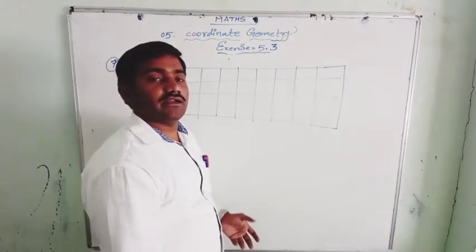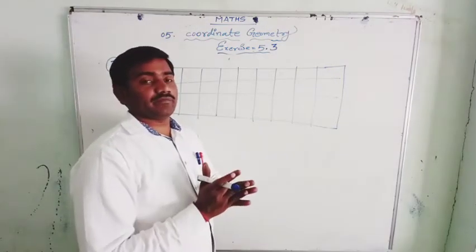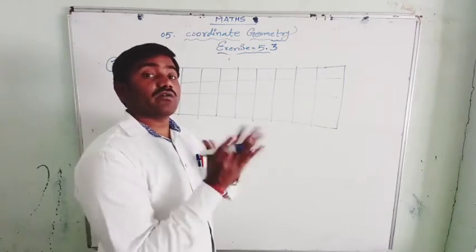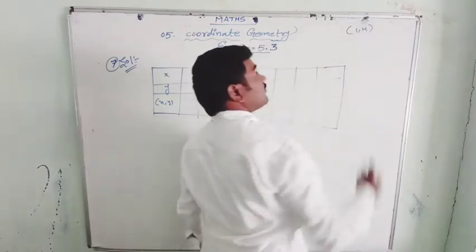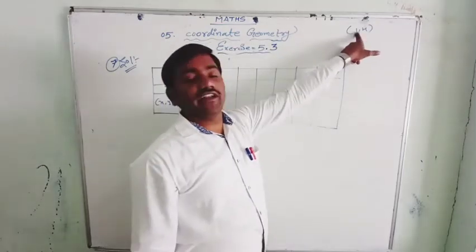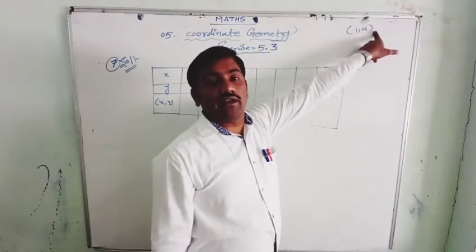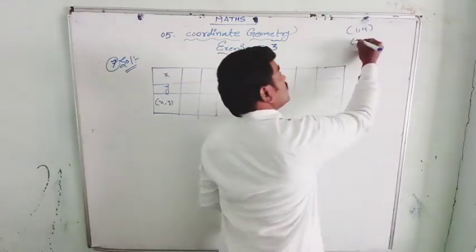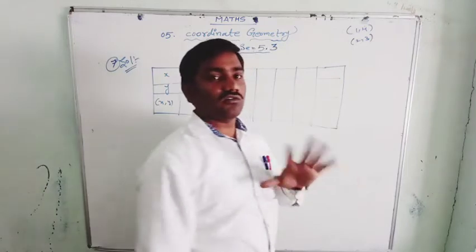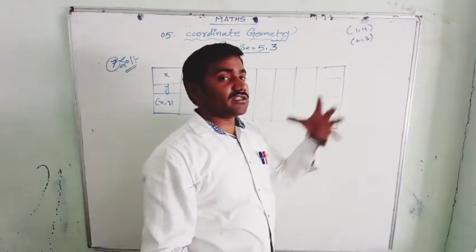This is the hint. So the sum of the coordinates should be equal to 5. Suppose I have given the point (1, 4). The sum of these coordinates, x coordinate plus y coordinate, 1 plus 4 equals 5. Suppose (2, 3), 2 plus 3 equals 5. Such kind of points we have to take.